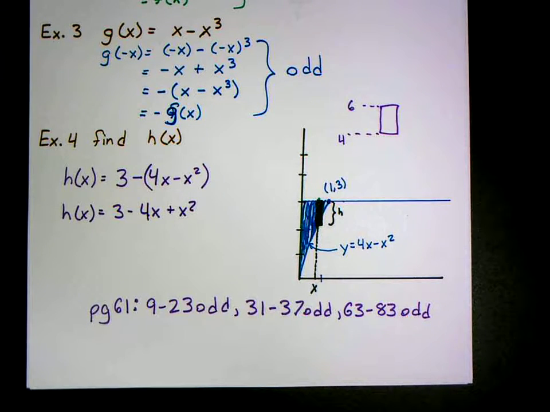A lot of times these are just a little bit more difficult to understand than they are to do, because there really was no work to it. You just take one y value minus the other y value. All right, that makes sense?